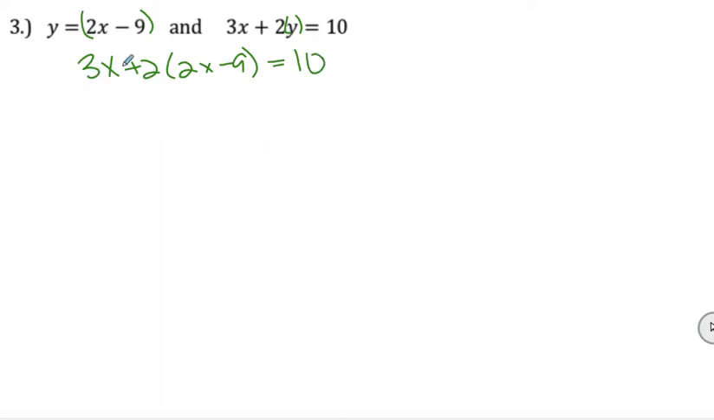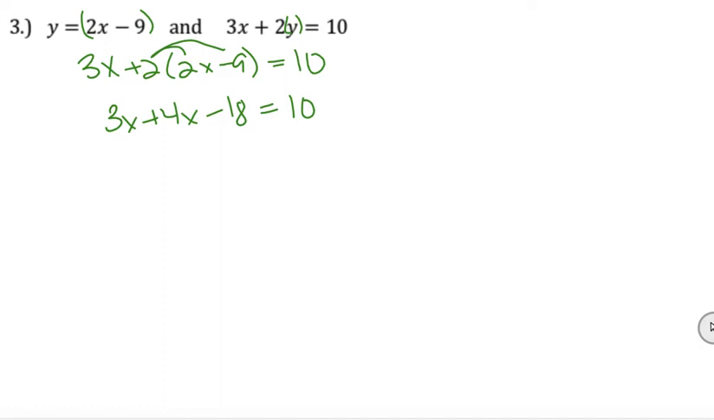So now it's all in terms of one variable. These are all x's. And we're going to distribute to solve this equation. So this is like a multi-step equation to solve. So I'm bringing down my 3x. 2 times 2 is 4. 2 times negative 9 is negative 18. And I still have my negative 10, or excuse me, equals 10.